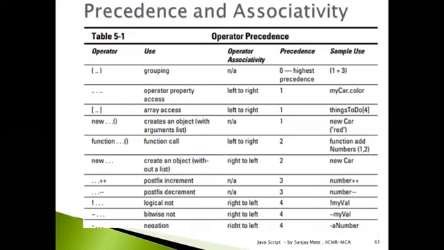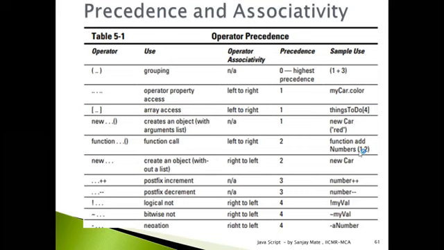Then precedence and associativity. It is required to know which operator has the highest precedence or highest priority. That means if there is an expression, which particular operation is performed first depends upon this precedence. The highest priority is given to the brackets. Then you are having dot. Then the rectangular bracket, new, and functions.